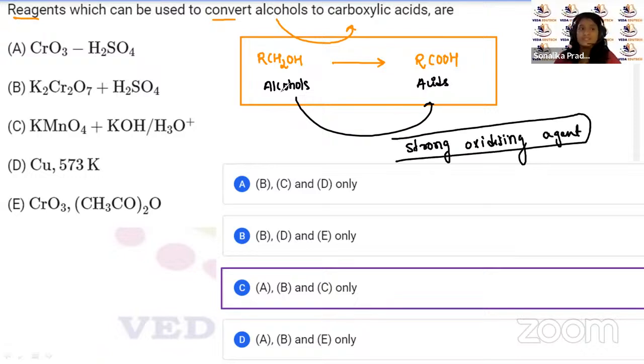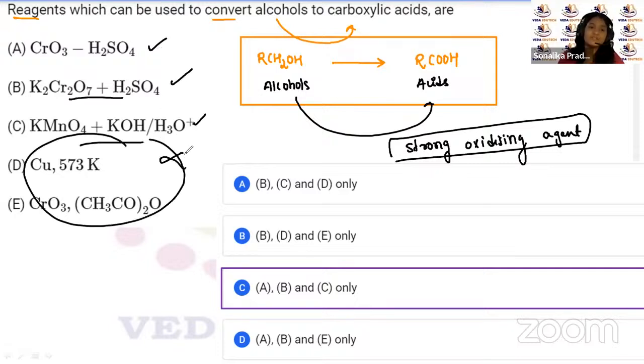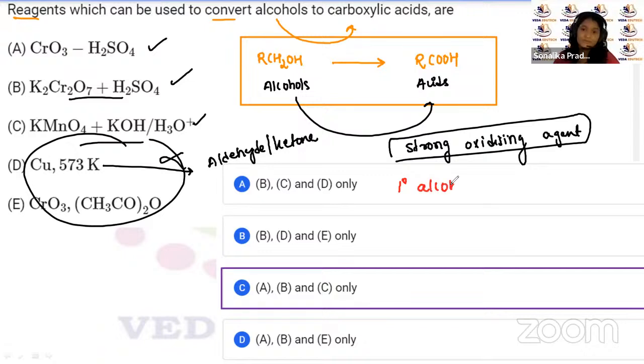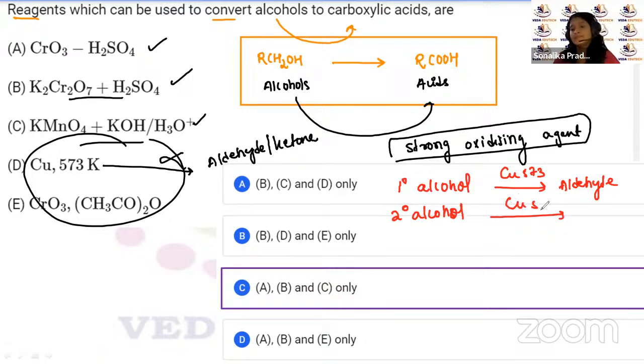So when you need a very strong oxidizing agent, this is a Jones reagent. This is again a very strong one. This both will not convert, right? They are oxidizing agents, but this converts into aldehyde or ketone. Yes, 1 degree alcohol in presence of copper 573 Kelvin gets converted into aldehyde. 2 degree alcohol in presence of copper 573 gets converted into ketone.